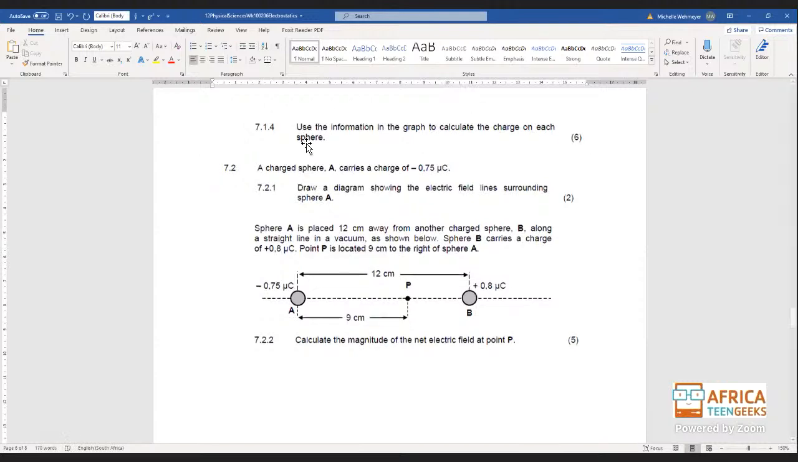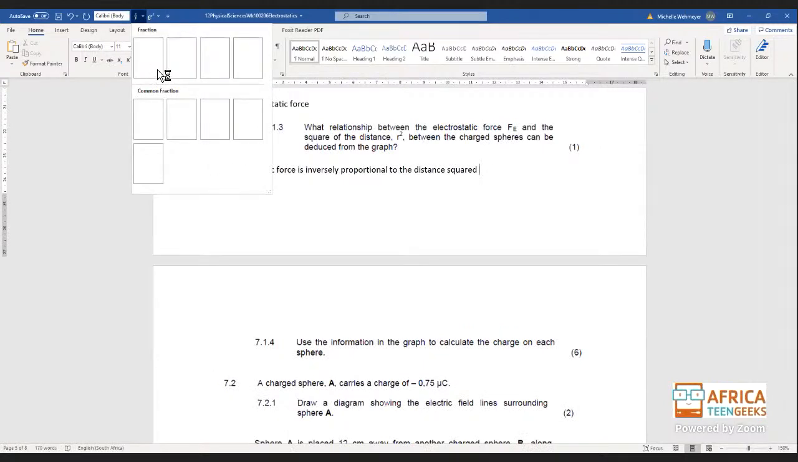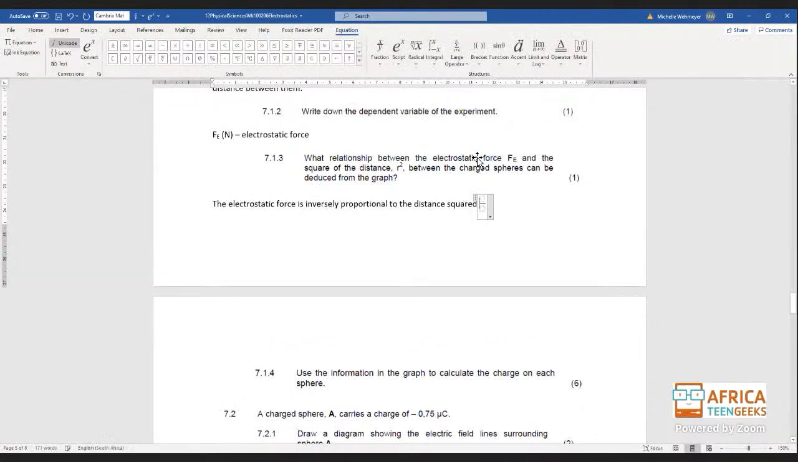And you could just use a formula to show that. So if E is inversely proportional to 1 over r squared.